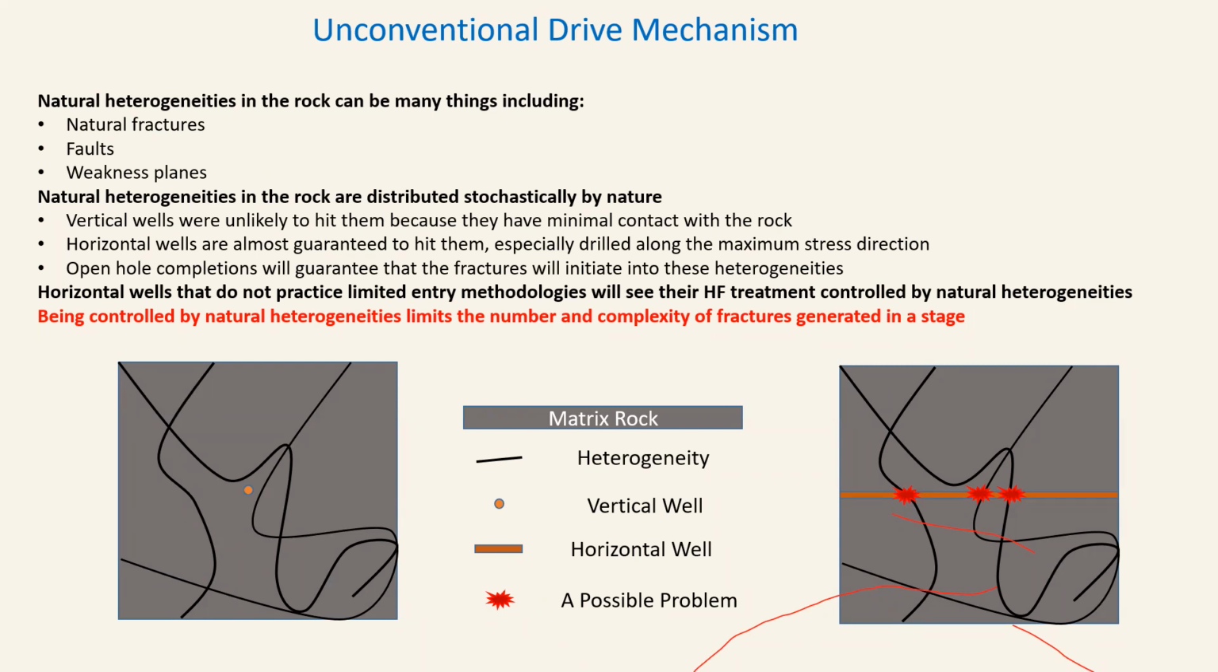So over time, US companies have moved to more and more limited entry. When you do a limited entry and just perf a few holes in your cement, what ends up happening is, you drill your well, you cement it, and then you do plug and perf as opposed to open hole completion. The chances of those perforations going directly into a natural heterogeneity are significantly reduced compared to an open hole completion. So it's a statistical game to some extent.